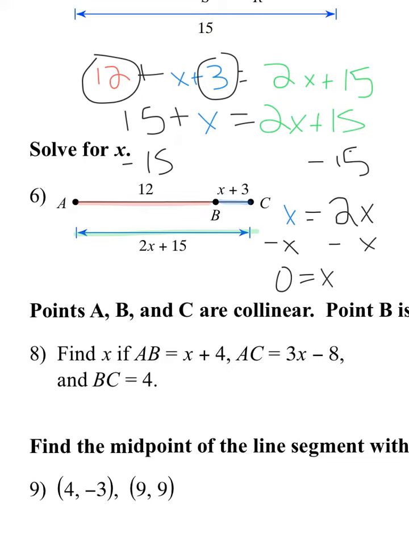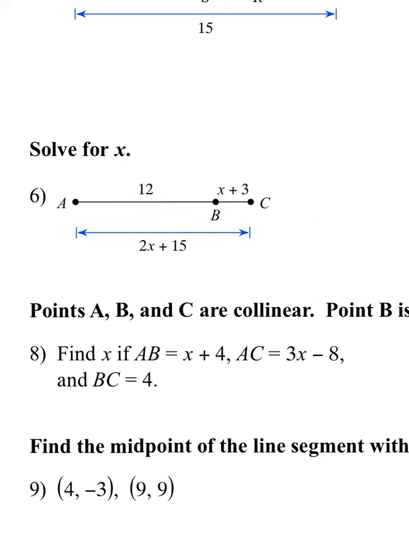It doesn't want me to plug x back in to an equation, so that's my final answer, x is 0. If I were to plug this in here to find BC, 0 plus 3, I'd find out that BC was the length of 3. We don't have to do that because it's not what the question is asking for, but the more you know. Alright, let's solve our next problem.